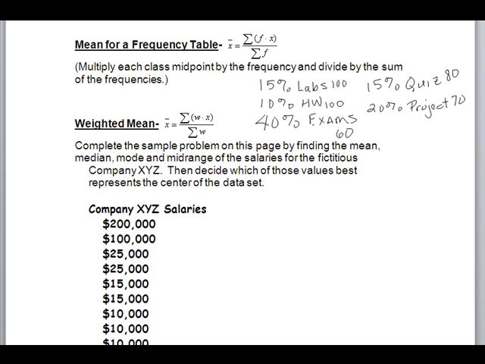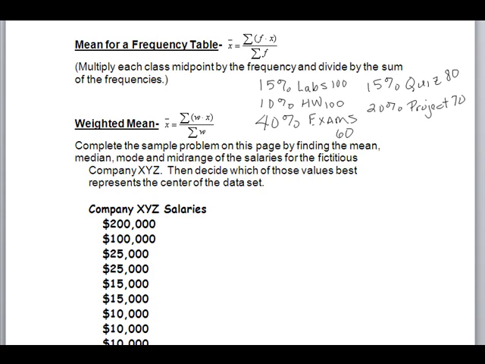Now, if you have a class for your value x in your frequency table, say from 0 to 10, you want to take the midpoint and use that as your x. Again, I'll go over some examples in the homework section that I record.